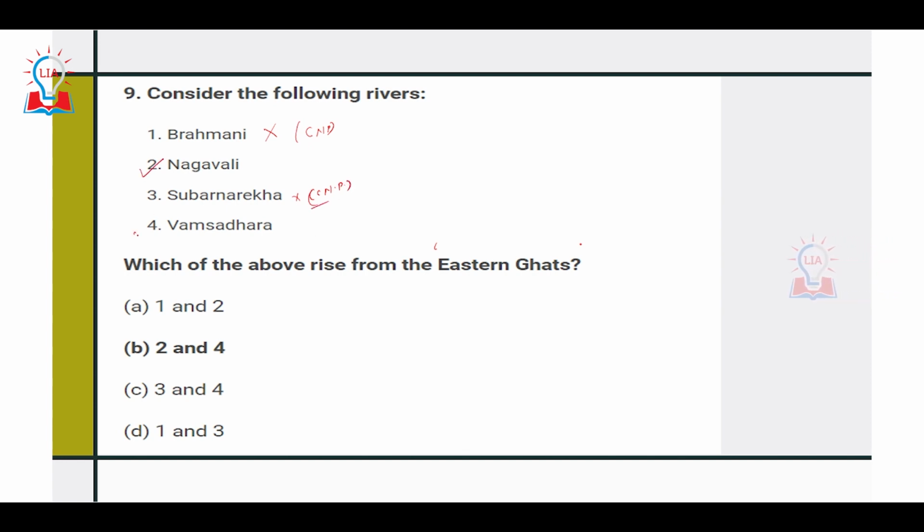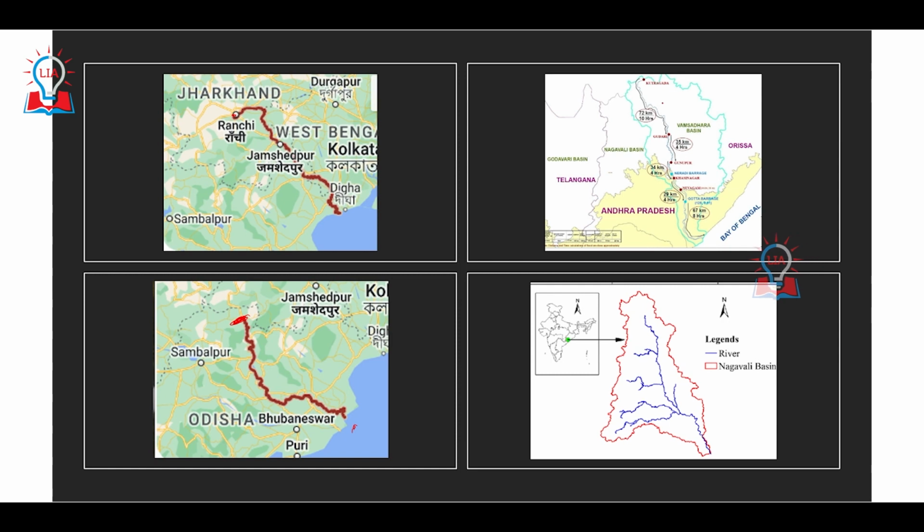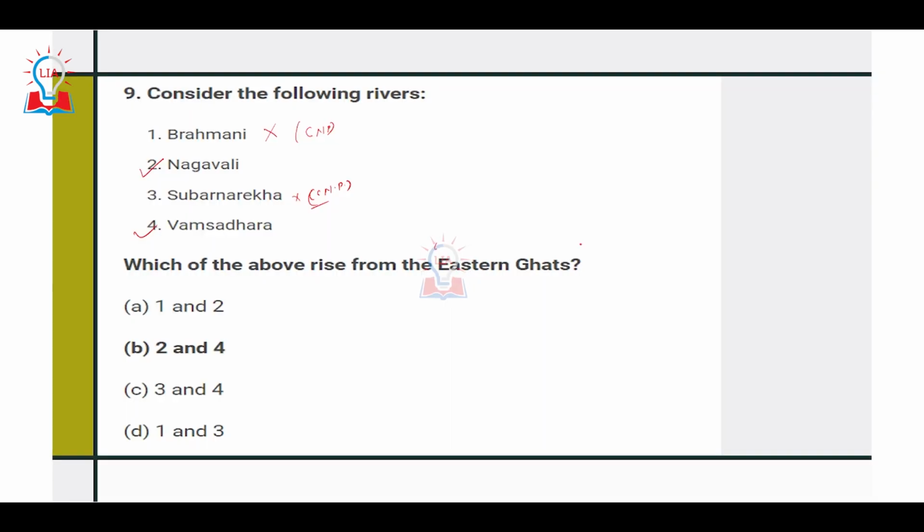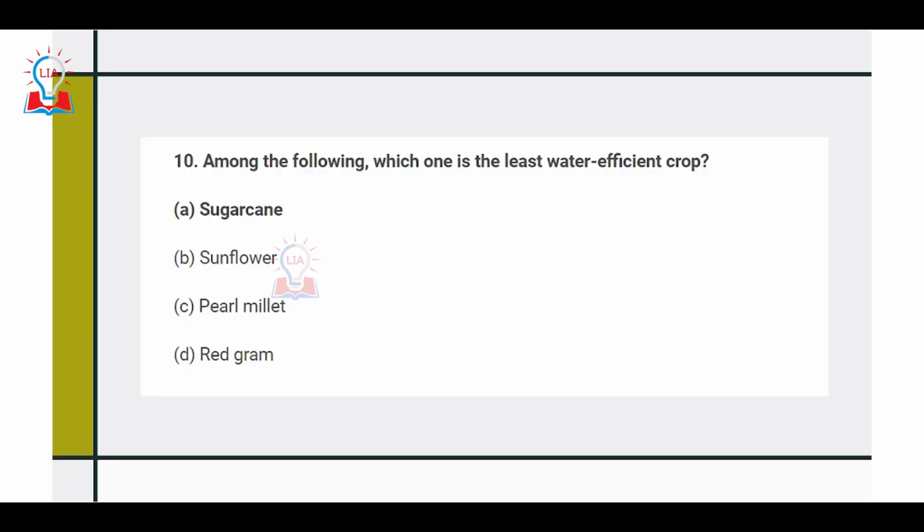But if you look at the Nagavalli and Vamsadhara rivers, the Nagavalli river originates from the Eastern Ghats of Orissa, and just slightly to the east of the Nagavalli basin, we have the Vamsadhara basin, and here also the river originates from the Eastern Ghats of Orissa, flowing all the way to Andhra Pradesh, finally draining to the Bay of Bengal. So the correct answer obviously will be Nagavalli and Vamsadhara, that is 2 and 4. These two rivers are originating from the Eastern Ghats of the state of Odisha.